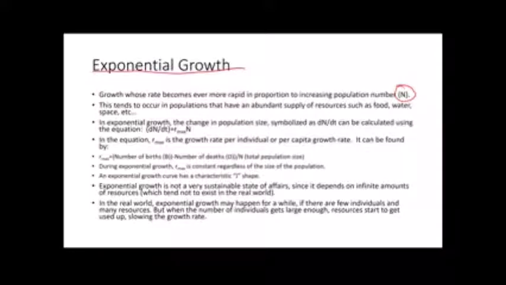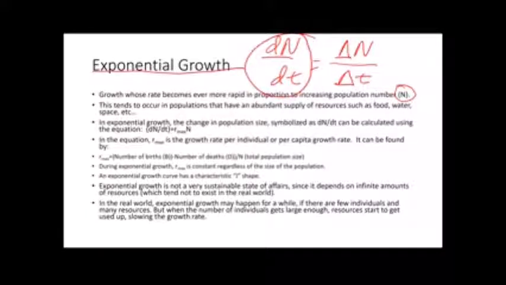In exponential growth, the change in the population size can be symbolized as dN over dt. I want you to think of this d as a delta, and that's saying the change in population size over the change in time. So your AP Biology formula sheet is going to write it this way. For some of you, it might be a little bit less confusing to think of it like that.